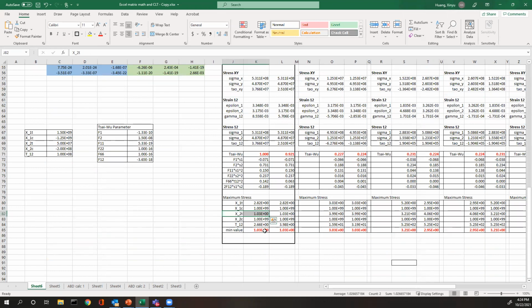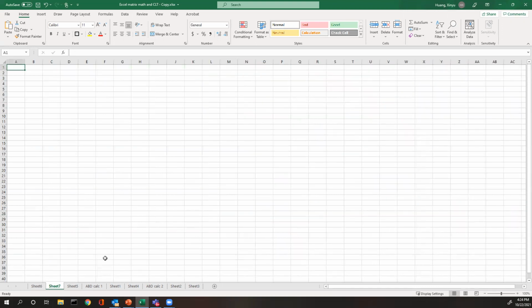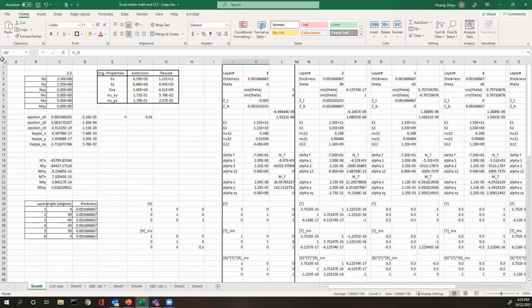Okay. All right, so this will give me a load level that's induced the first ply cracking in 2 directions. Okay, then I will save this. The way I do it, I can copy the whole thing. Let's rename this. I call it second step. That's first step loading.